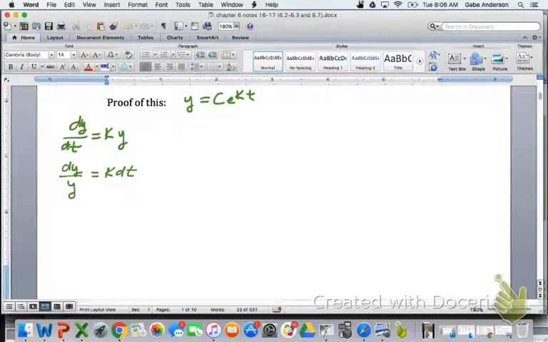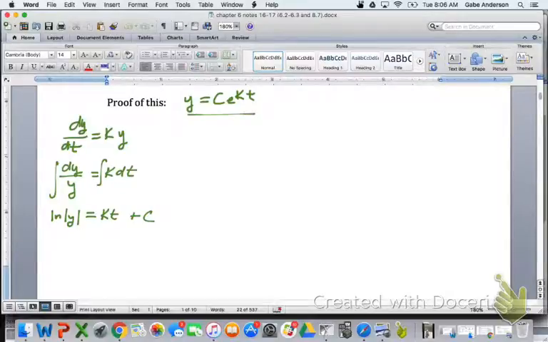Once I've separated the variables, I want to find my antiderivatives or my integrals, and so I'm going to do that to both sides. The left side, hopefully we recognize that as natural log of y, and then the right side, the antiderivative of k dt would be kt and then plus c. So remember, k is a constant, so it's like a 3 or something. So the integral of 3 dt would be 3t, just like the integral of k dt is kt plus c.